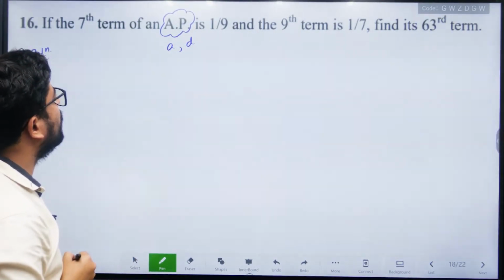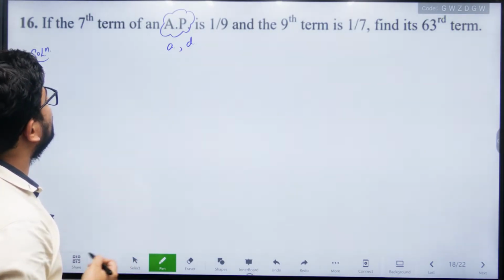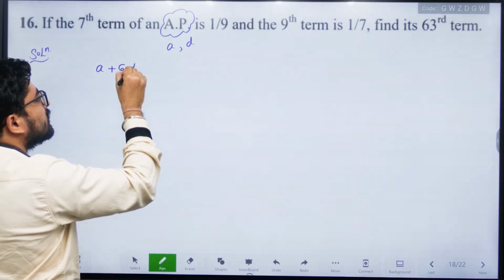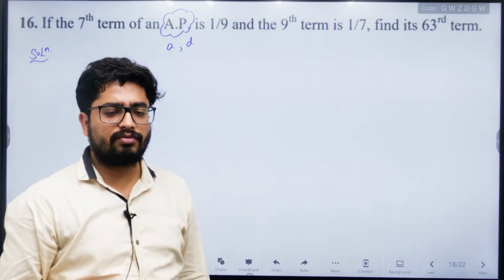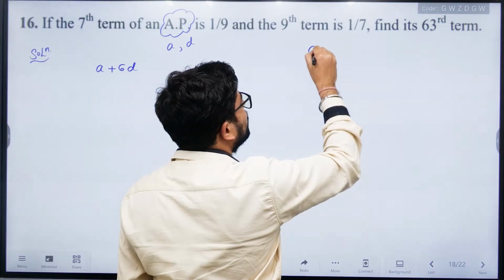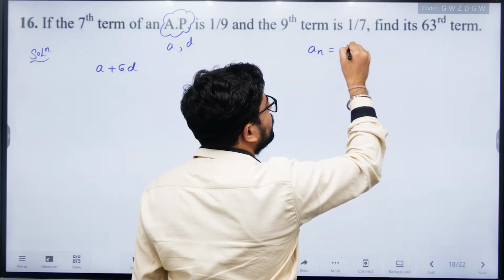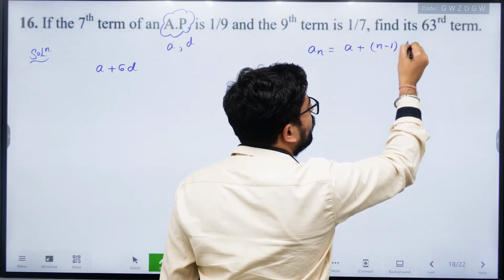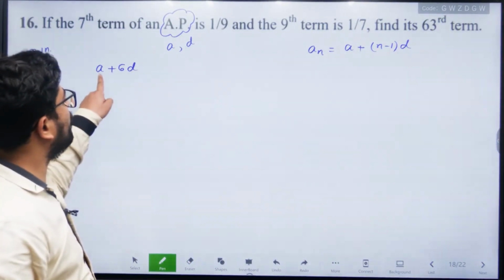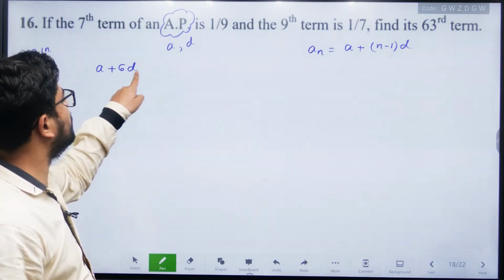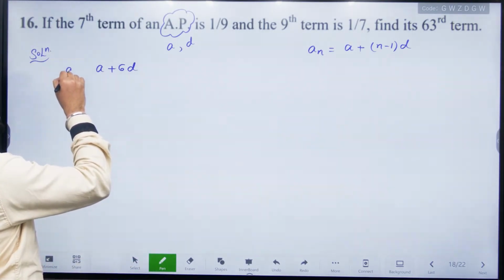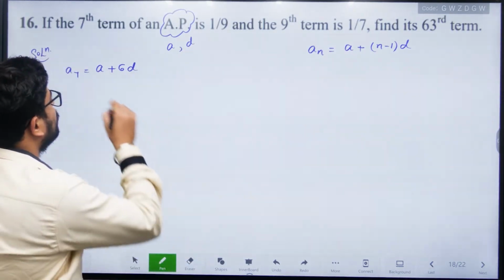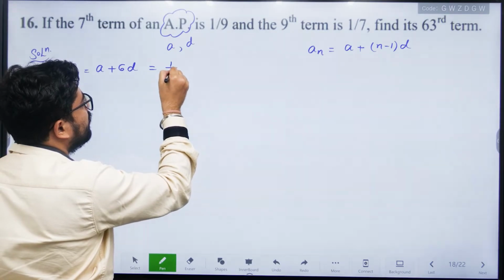So let's say for your AP, the first term is A and the common difference is D. So the seventh term means A plus 6D. You already know the formula for the nth term is A plus n minus 1 into D. For the seventh term, you have A plus 7 minus 1, 6D. So this is the seventh term, A7. The seventh term is 1 by 9, so A plus 6D is 1 by 9.